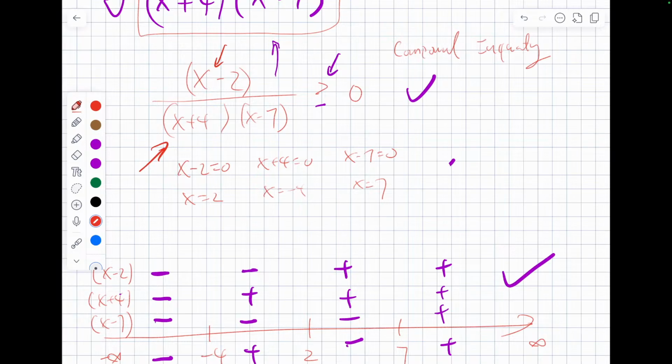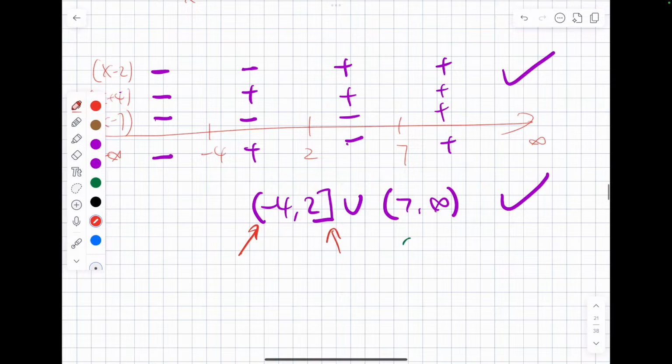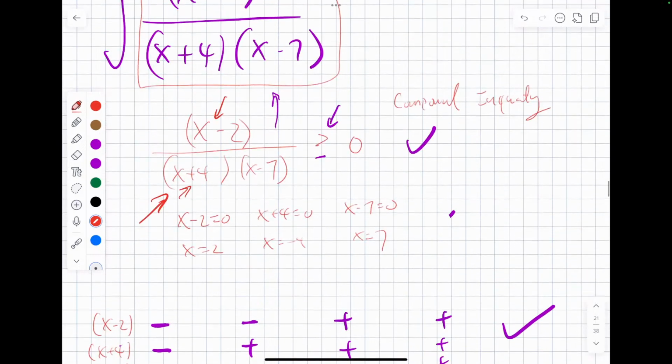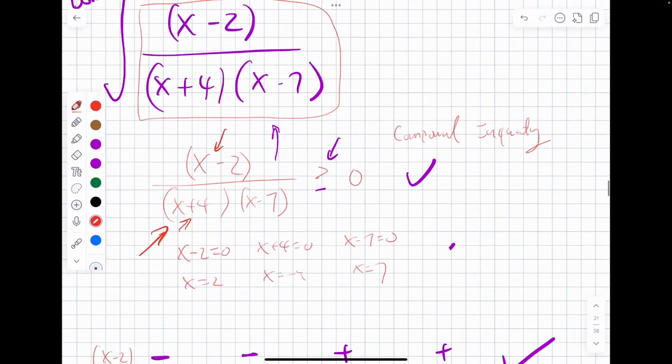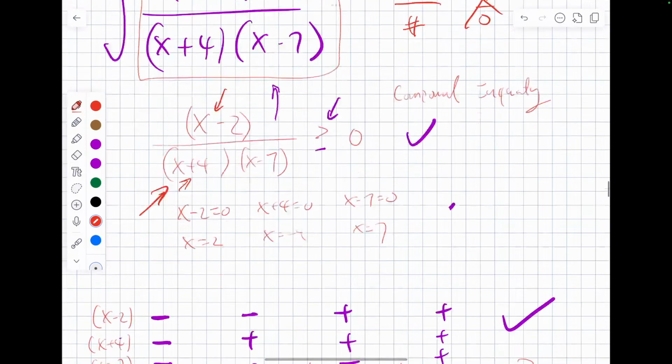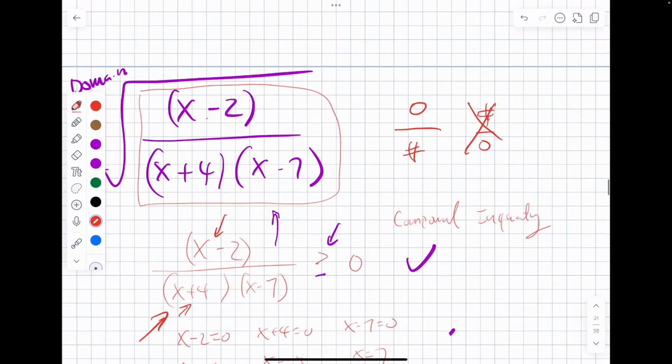It depends on each endpoint. So what happens if I plug in -4? I'm going to put parentheses because -4 is on the bottom, but the 2 is on the top, because 0 over a number is fine, but a number over 0 is not okay. You cannot have a number over 0. If I plug in 2 on the top, you get 0 over a number, which is fine, but a number over 0 is undefined.